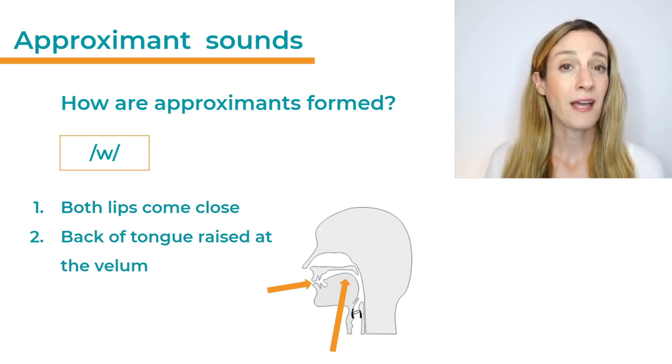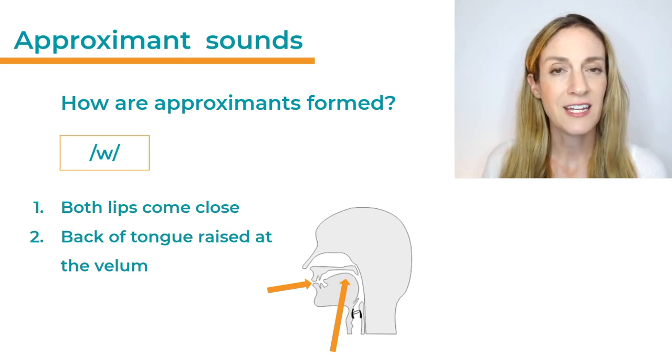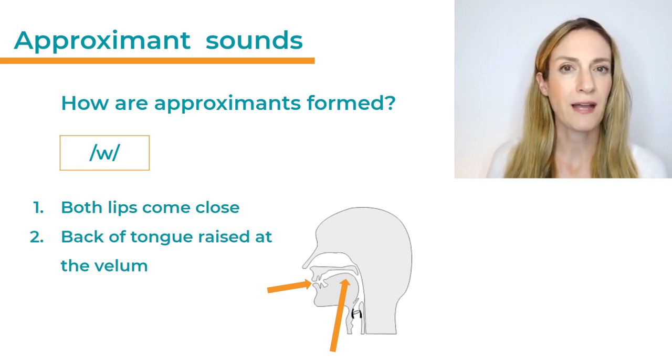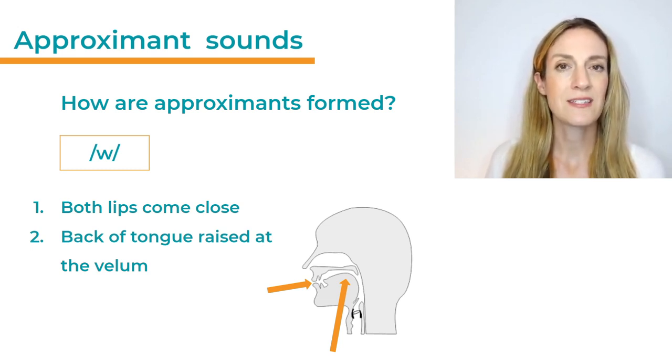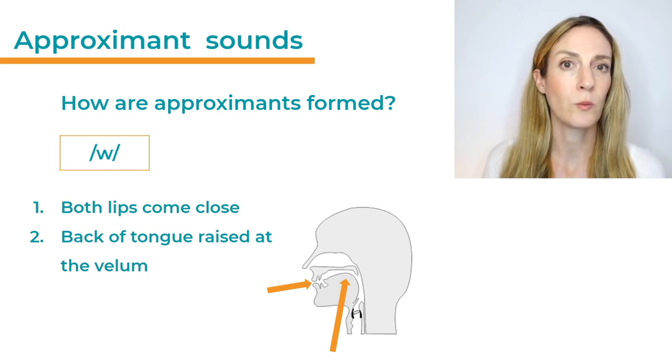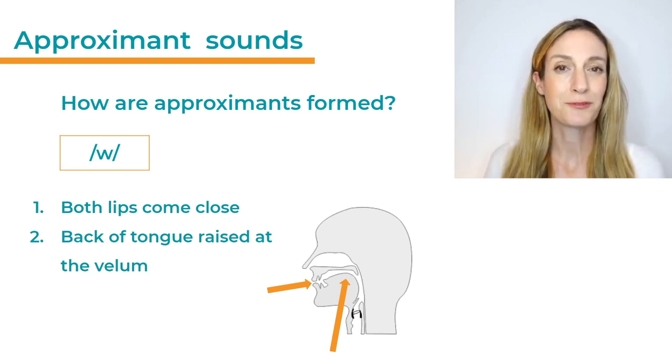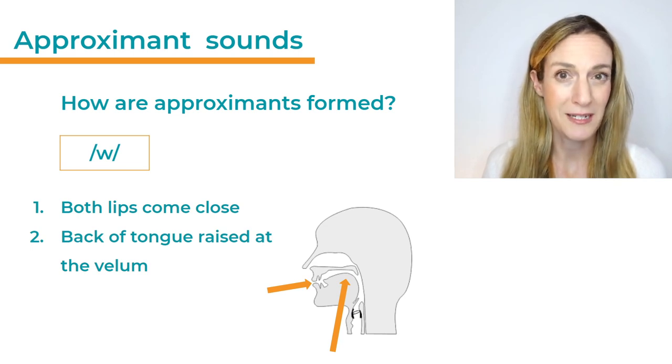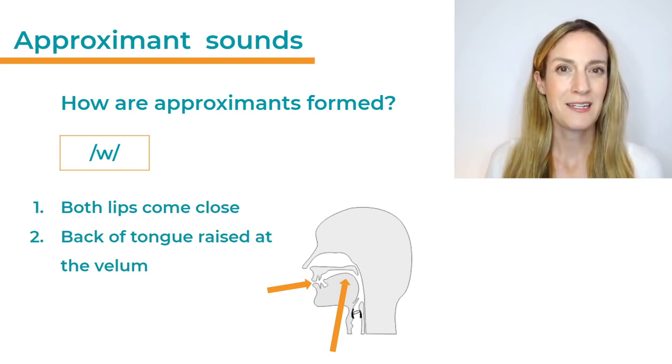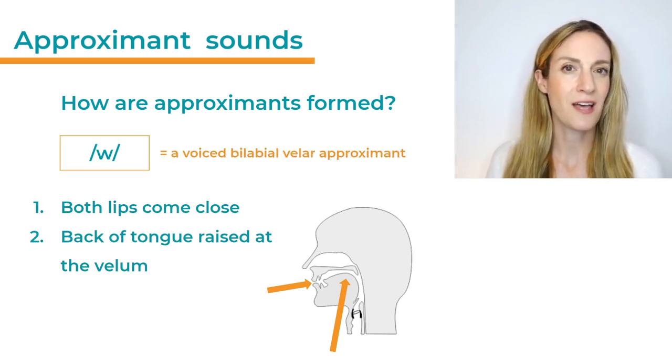And the back of our tongue is raised at the velum, that is in the back of the mouth. W. And you can see in the diagram I put two arrows to point to the lips and to the back of the mouth where the velum is. W. And remember, of course, our vocal cords vibrate. W.